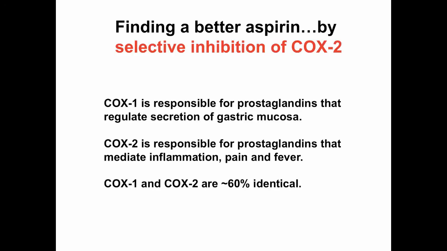In mammals, there are two COX enzymes, COX-1 and COX-2. COX-1 is responsible for the synthesis of prostaglandins that regulate the secretion of gastric mucosa. COX-2 is responsible for the synthesis of prostaglandins that mediate inflammation, pain, and fever. While these enzymes have different functions, they have 60% sequence identity and have similar reaction mechanisms, making it very difficult to specifically target just COX-2 without the side effects of targeting COX-1.